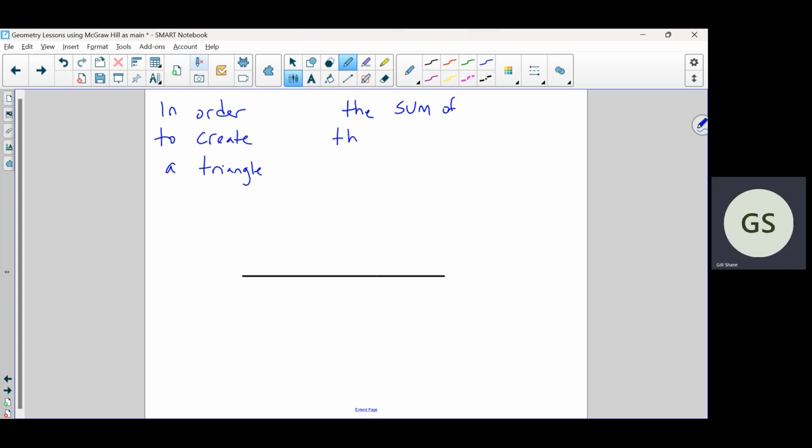So it means we're adding them together, right? So the sum of the two shorter sides, actually we'll say shortest because it's out of three. So that's sum.